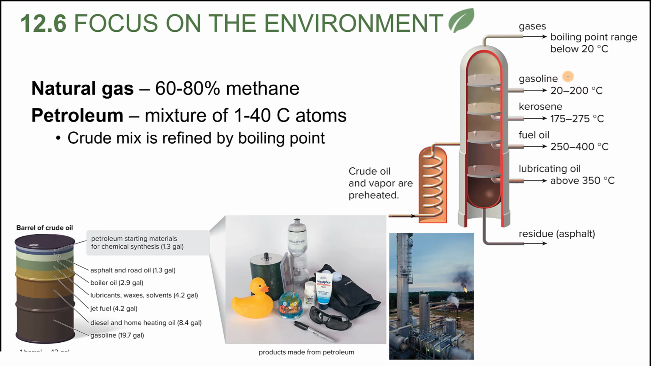Gasoline can be distilled between 20 to 200 degrees Celsius, and the longer chain carbons will be distilled at higher temperatures such as 350. So we get a barrel of crude oil, and it's composed of many different things. There can be products made from petroleum, and all of those oils get heated up, go into the different boiling point vapor phases, and get collected at different temperatures.